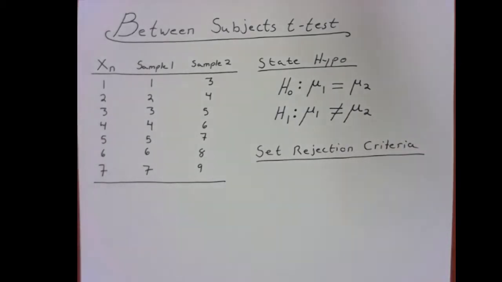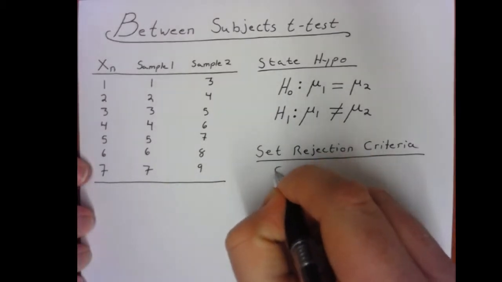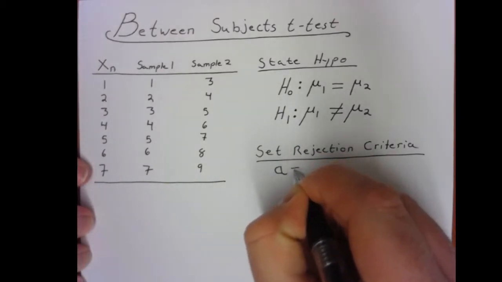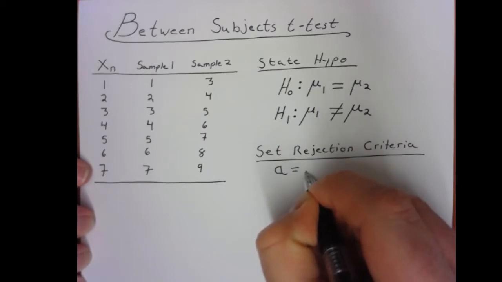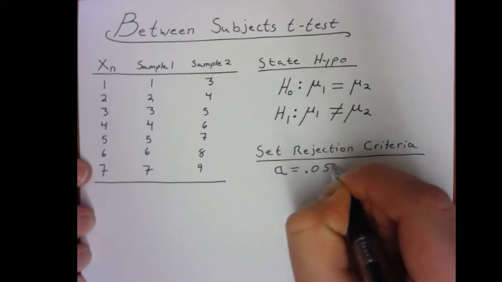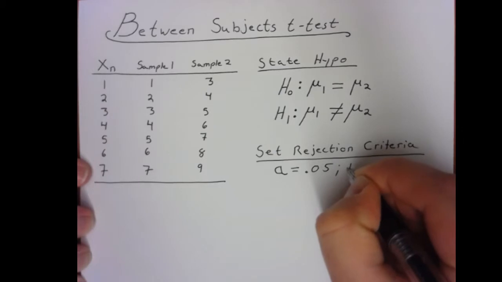Alright, now first thing we need to do is decide upon an alpha level. So what's our decision rule? What probability is going to be so unlikely that if our test statistic has a probability lower than it, then we're going to reject the null hypothesis. So let's use a standard alpha level of 0.05, and let's make sure it's two-tailed.